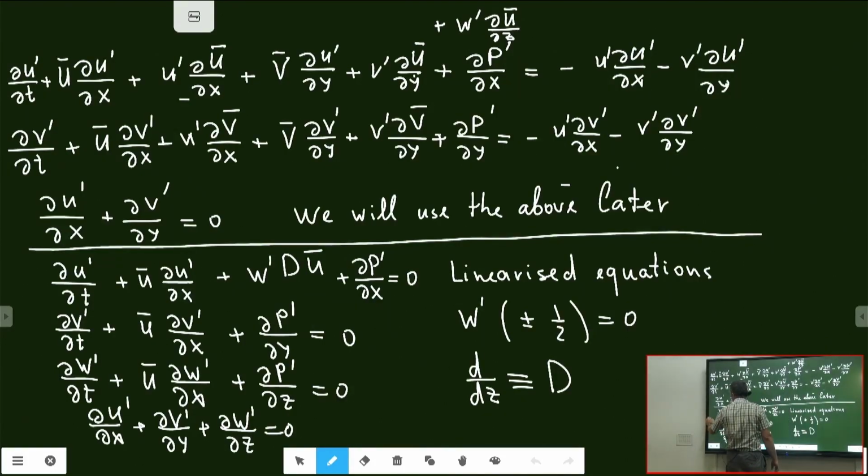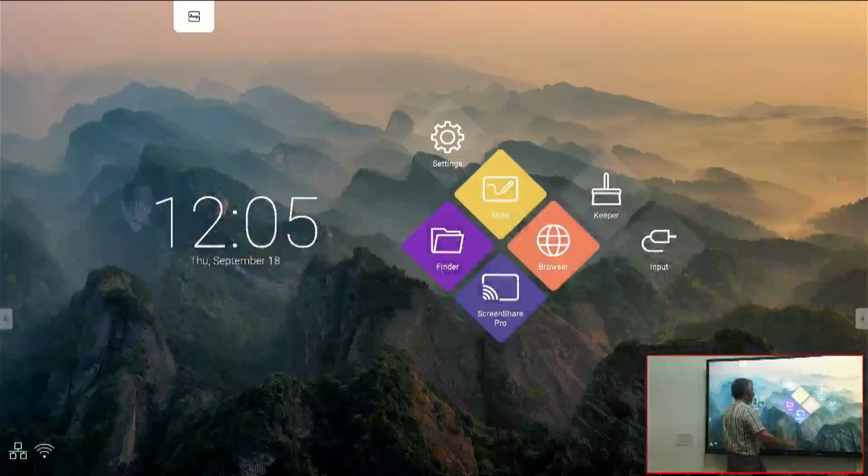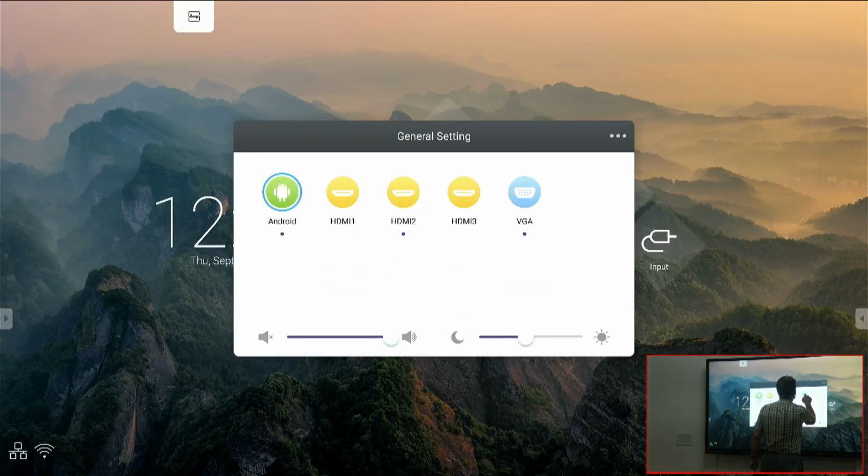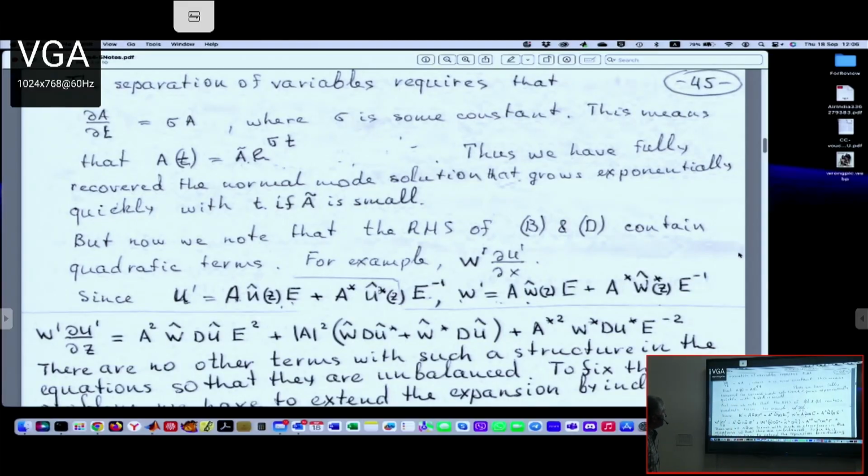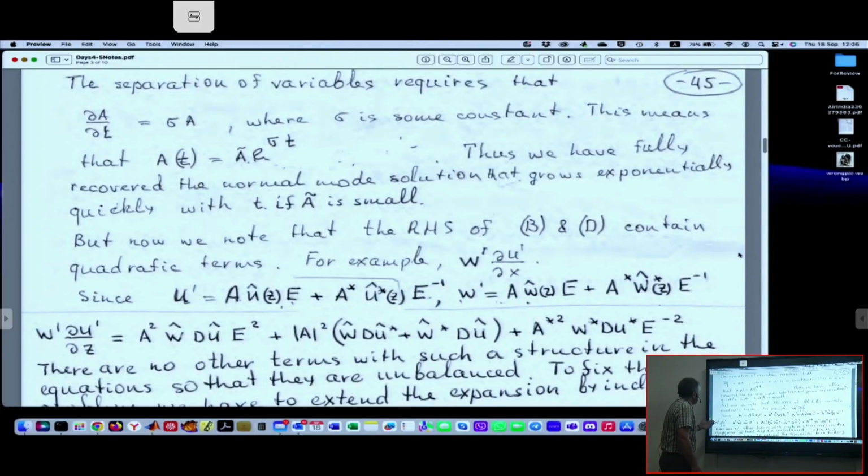Okay, so now let us see what it actually means. Let us look at just one example, one of the terms. I chose this term, W prime multiplied by dU prime by dz, so you can see where it comes from. We have all these product terms in the right-hand sides, and I just picked one of them as an example, and see what happens if I start evaluating that.